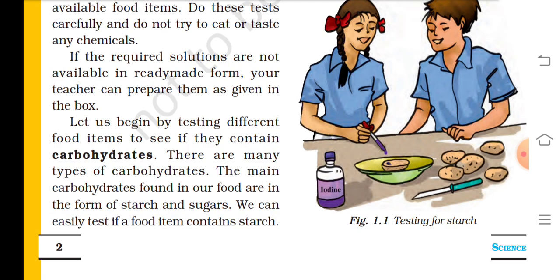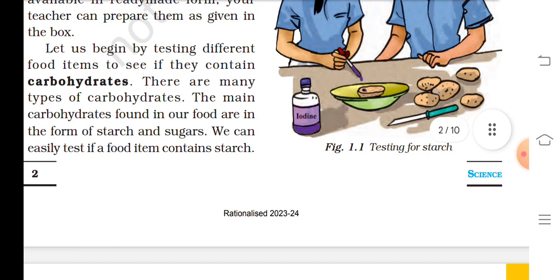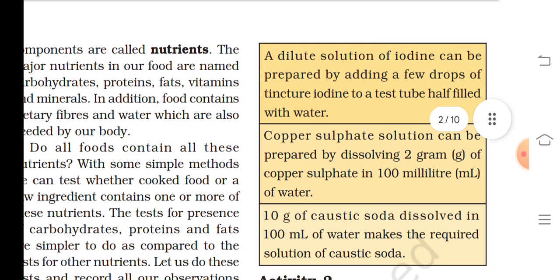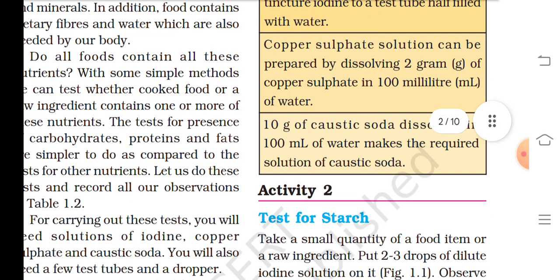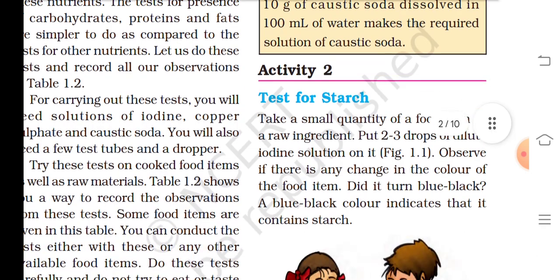Let us begin by testing different food items to see if they contain carbohydrates. There are many types of carbohydrates. The main carbohydrates in our food are in the form of starch and sugar. We can easily test if food items contain starch. A dilute solution of iodine can be prepared by adding a few drops of tincture iodine to a test tube half filled with water. Copper sulfate solution can be prepared by dissolving 2 grams of copper sulfate in 100 milliliters of water. 10 grams of caustic soda dissolved in 100 milliliters of water makes the required solution of caustic soda.